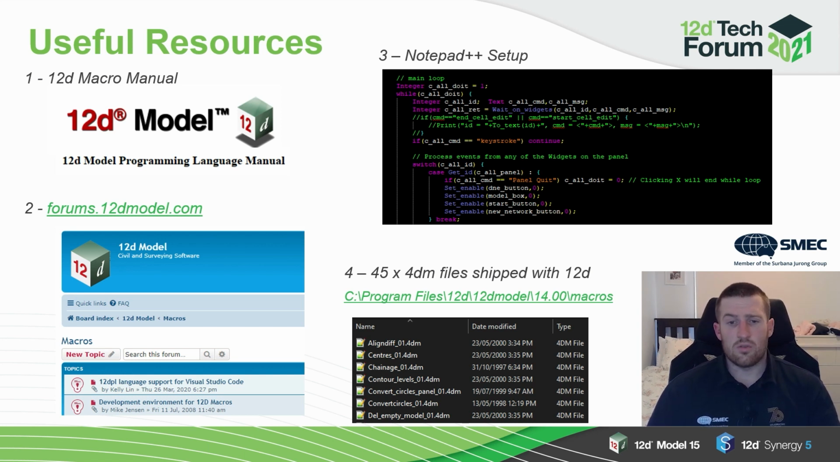The last resource I thought I'd mention was the macros that 12D ships with. It comes with 542 compiled macros, which run a lot of the panels that are built into all of the menus. However, it does come with 45 uncompiled ones. And as I've mentioned before, I do recommend starting by editing an existing macro rather than writing from a blank screen. It's much nicer to do it that way.